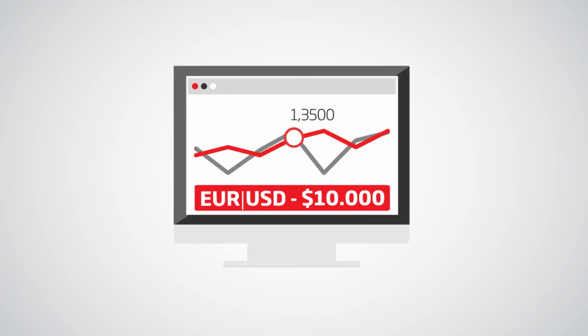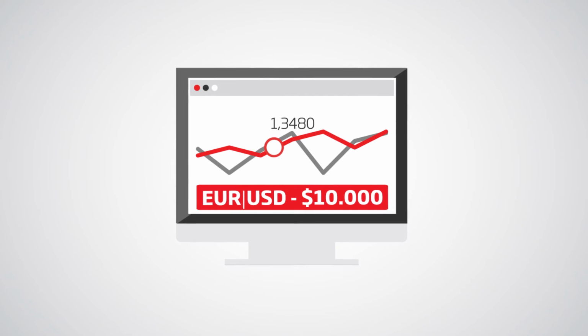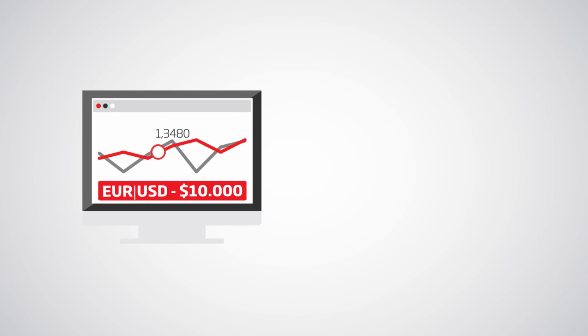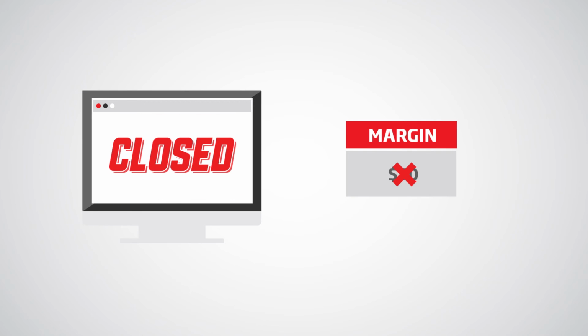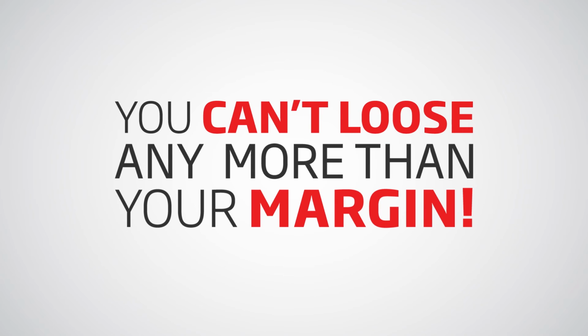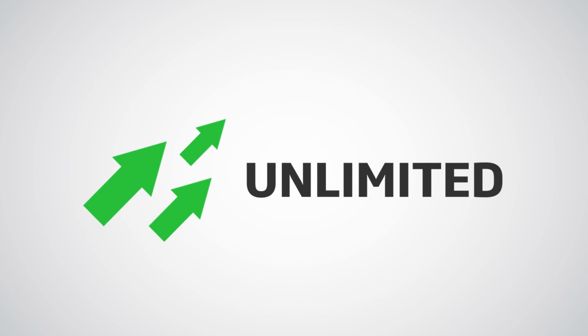In this example, if Euro USD declines to 1.3480, your margin would all be used up and your position would automatically be closed. You'll lose all the money that you put up as margin. But the good thing is, you can't lose any more than your margin to begin with. Your losses are limited while your potential profits are unlimited.